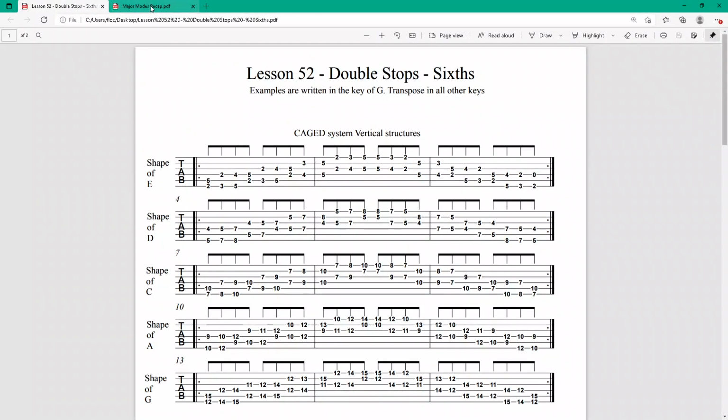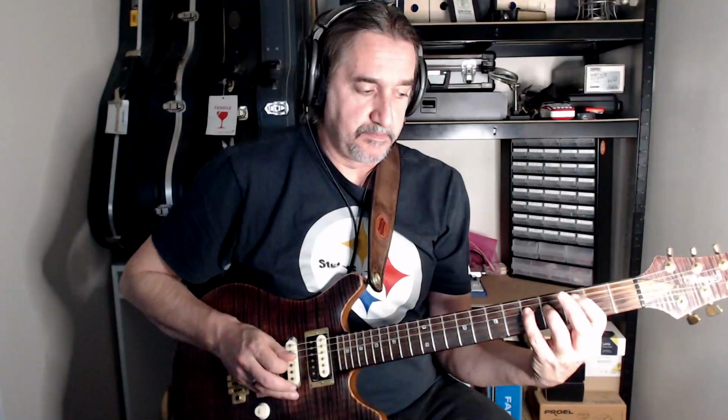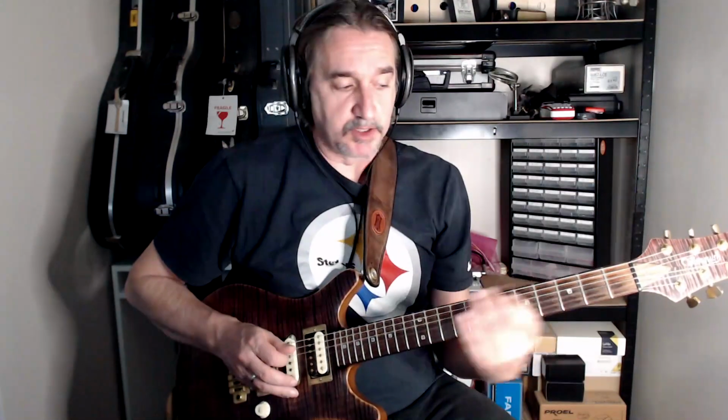So in defining sixth intervals and double stops, first of all, let's establish a root note. In this case, I'm going to use G as a root note, as a starting point. If we think of the G Ionian scale or G major scale, 1, 2, 3, 4, 5, 6, the sixth of G is going to be an E note. And this interval is basically a major sixth.